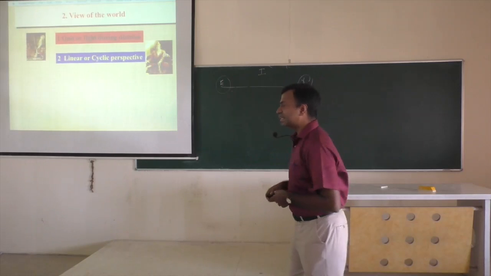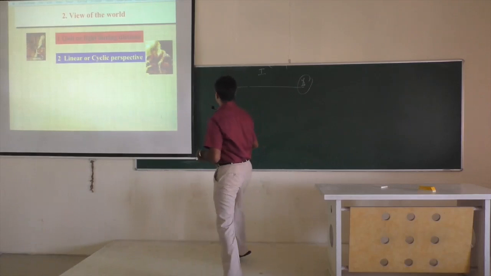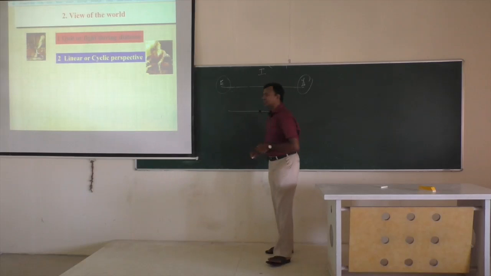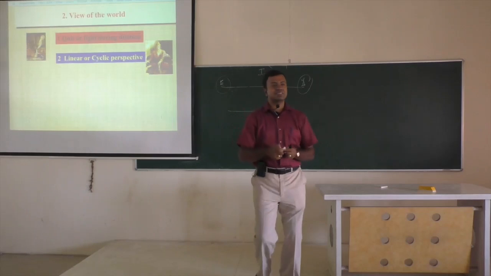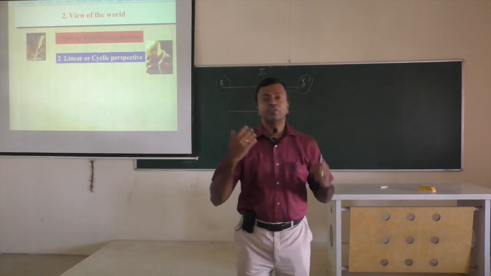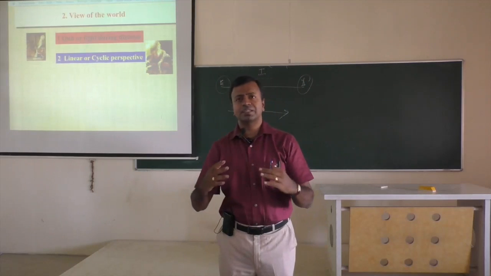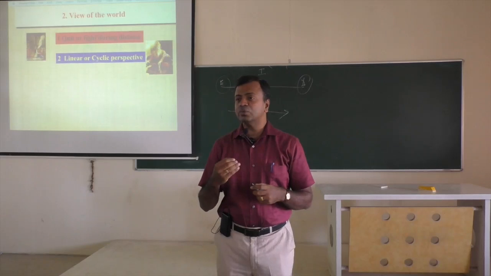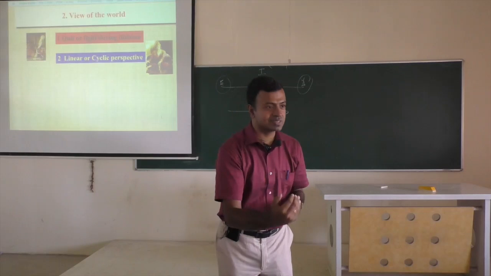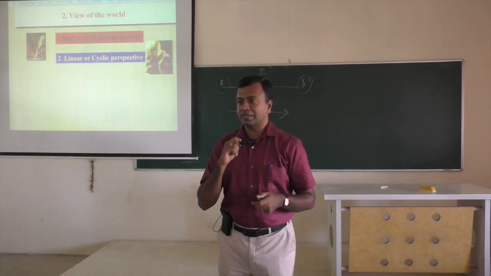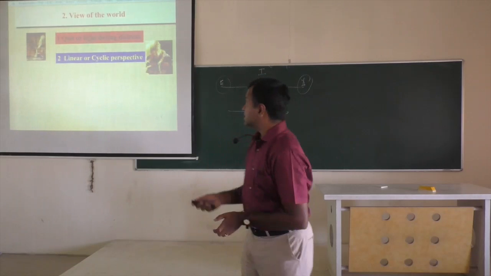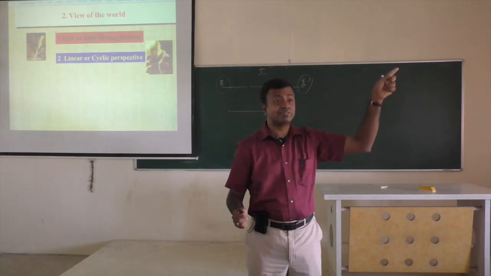Linear or cyclic. Linear view means, you understand what is a linear view? In linear view, it is about making decisions as to what should I do right now, where you don't know what the past is, what the future is. It's just linear. So you say that, okay. So in a linear view, you always make your decisions very consciously in terms of trying to do the best thing possible. Cyclic view is a reflective view.